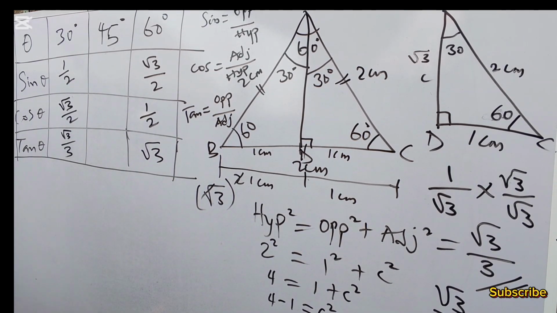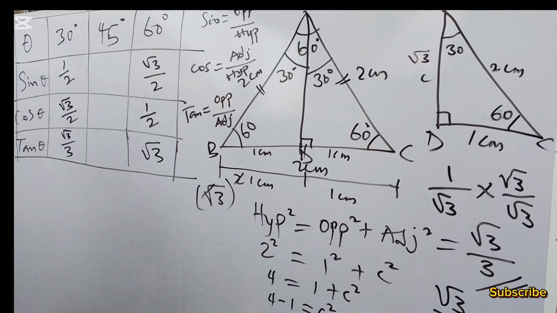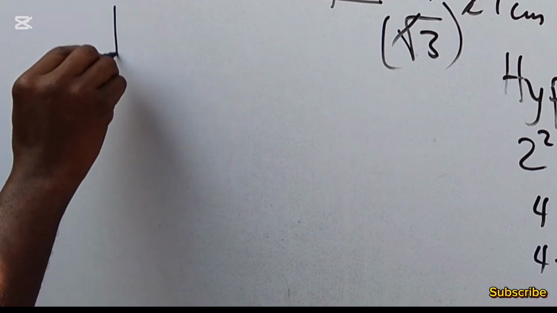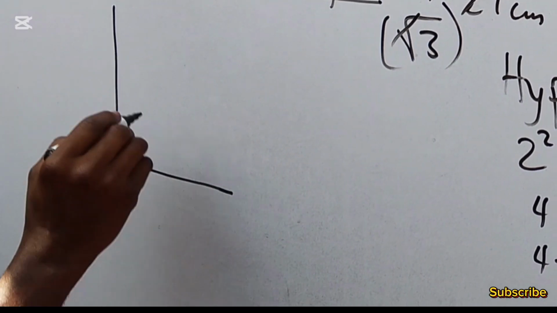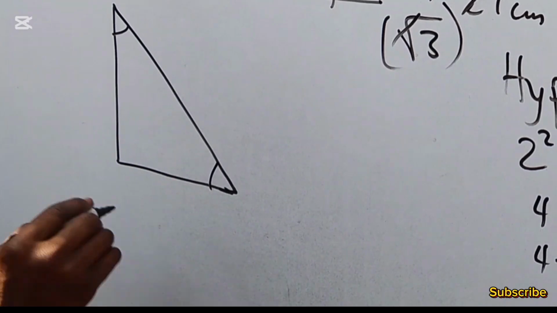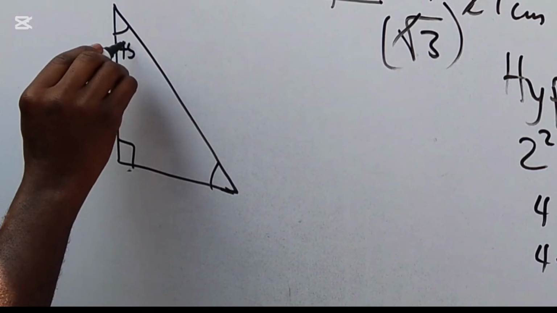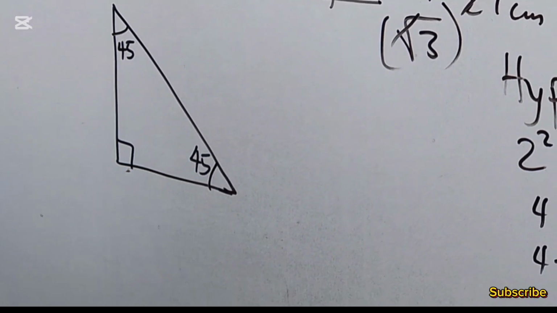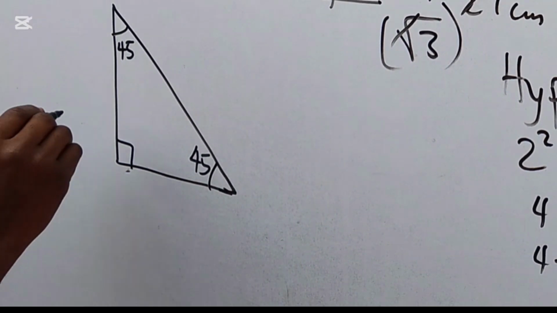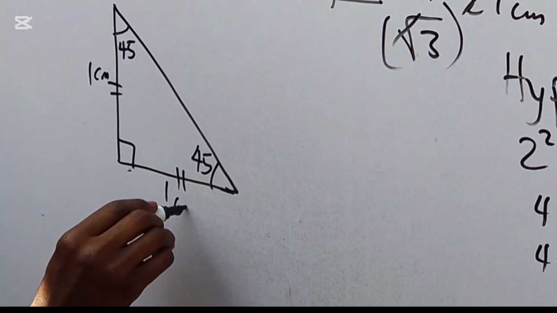All right. So for 45 degrees, since there's no 45 degrees in this, we're going to look at a right angled isosceles triangle. A right angled isosceles triangle is one that has two of the sides equal and the base angles equal. Then because it's right angled, one of the angles is 90 degrees. So if this is 90 degrees, this will be 45 degrees, and this will be 45 degrees.